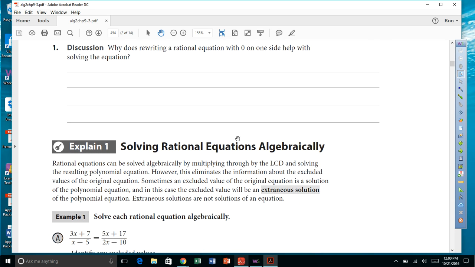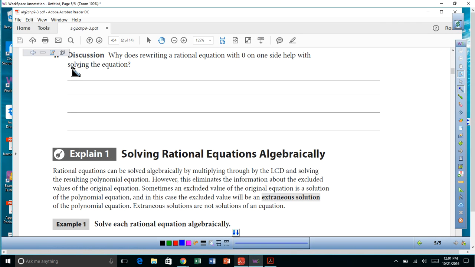Reflect. Why does rewriting a rational equation with 0 on one side help with solving the equation? Rewriting the equation with 0 on one side helps because the expression on the other side can be graphed, and the solution is the x-intercept. So why? Because you can graph it.